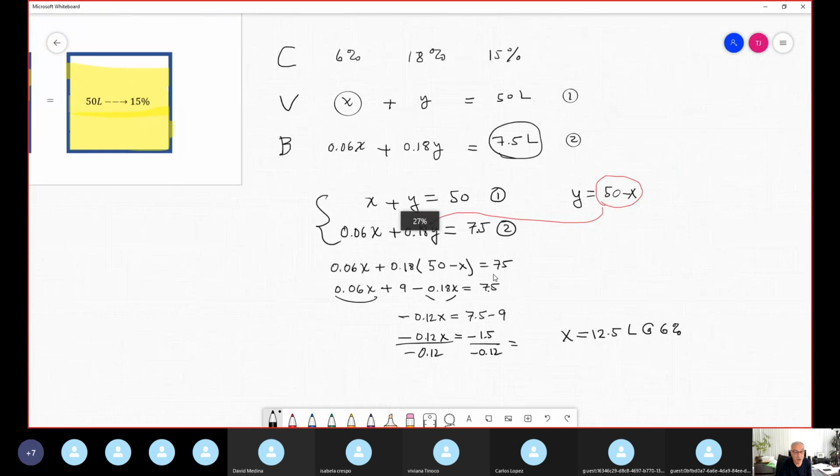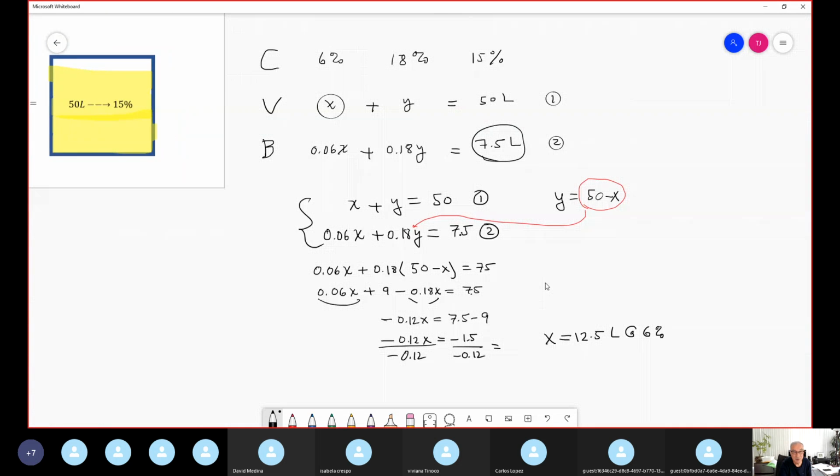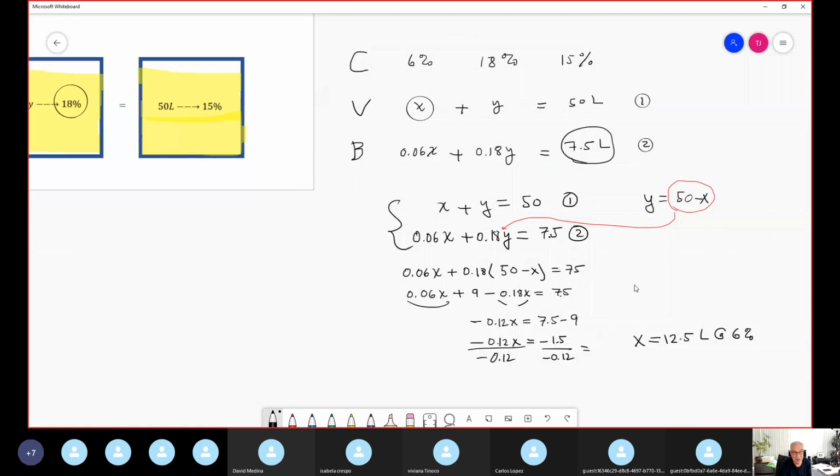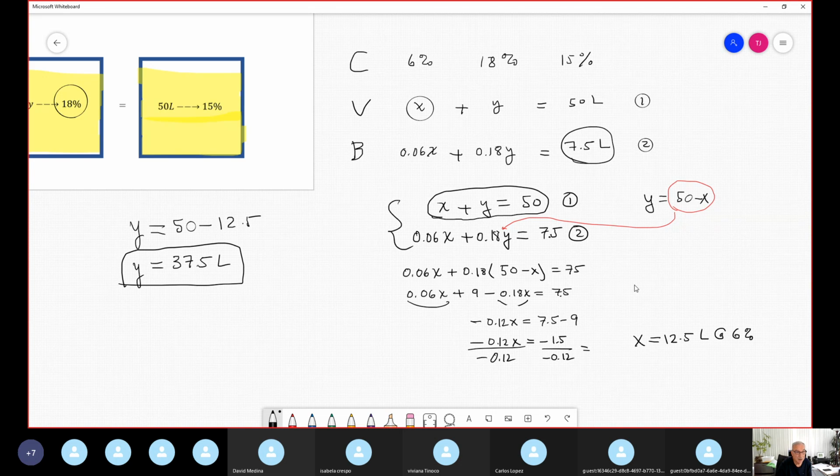To verify everything is okay or not, let's compute the y value. Why not? But this is out of the question, no? To solve that, I recommend using the easier equation. It's obvious it's the number one equation. No? So y is equal to 50 minus 12.5. Okay, 50 minus 12.5 is 37.5 liters.